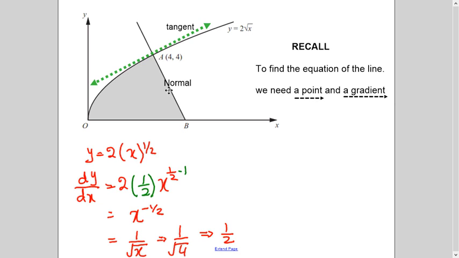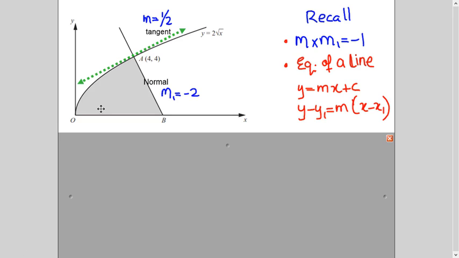So what will be the gradient of this line, which is the normal? Any idea? Yes, it will be minus 2. The reason is, when two lines are perpendicular, and normal and tangent are perpendicular to each other, if you multiply their gradients, the answer is minus 1. We have learned this in coordinate geometry, right? So if the gradient of this tangent, the green line here, is half, then the normal will be minus 2: reciprocal and opposite sign.